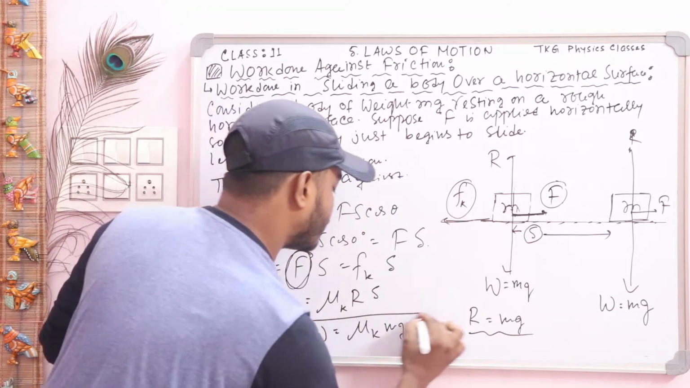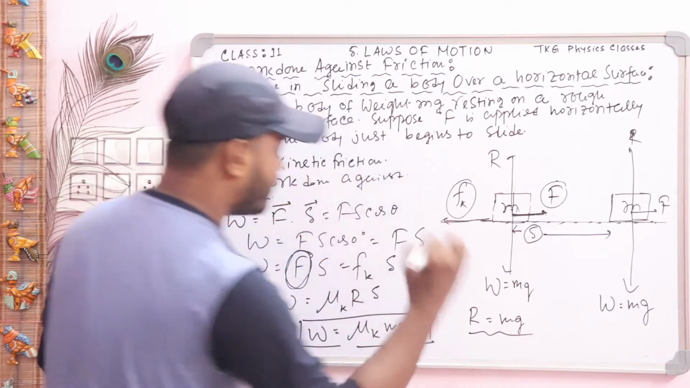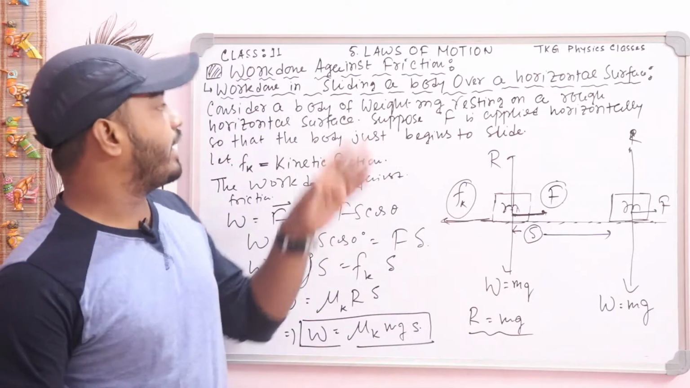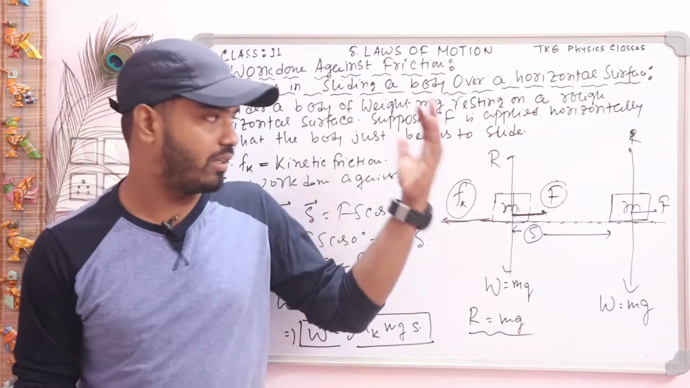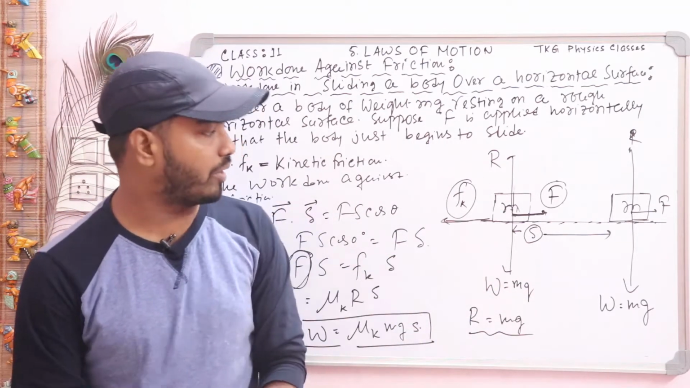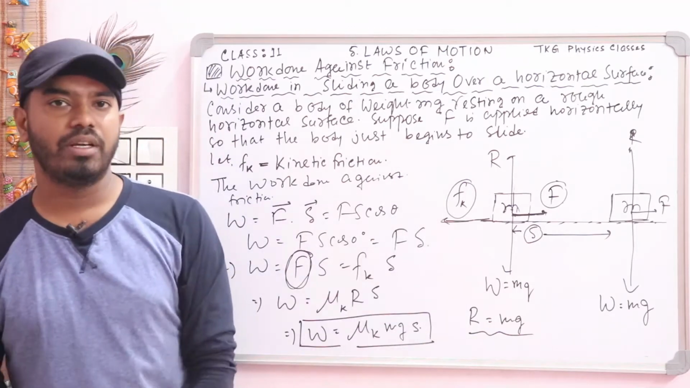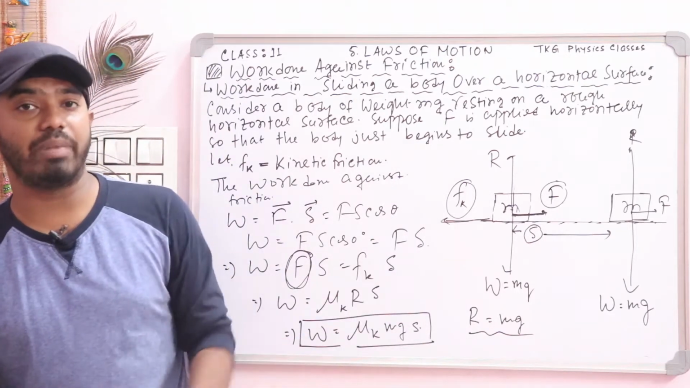This is the expression of work done, students. This is the expression of work done in sliding a body over a horizontal surface. This is our first theory, first derivation. Okay, you can take a screenshot. Now we will discuss the second part.